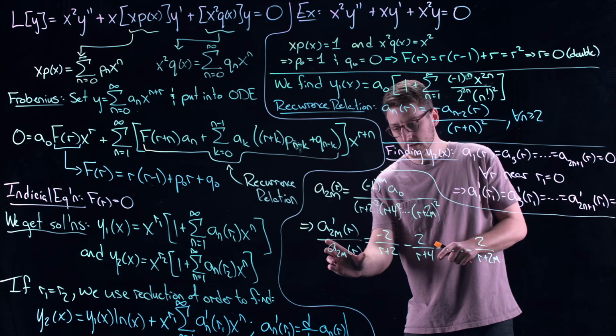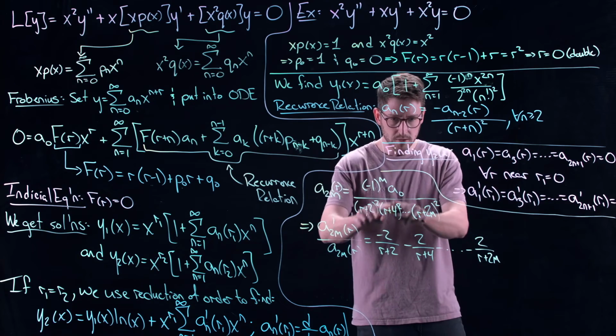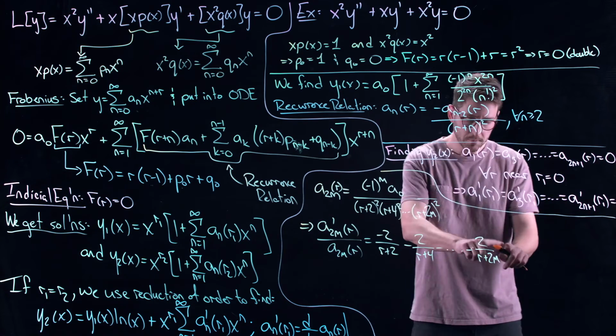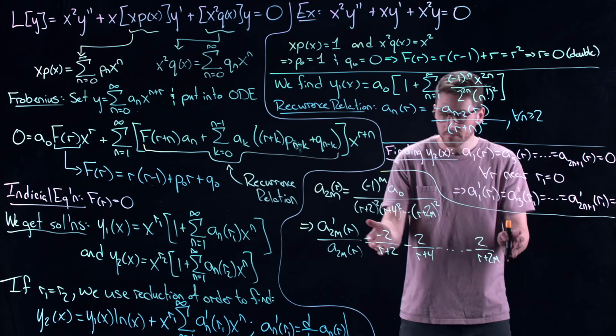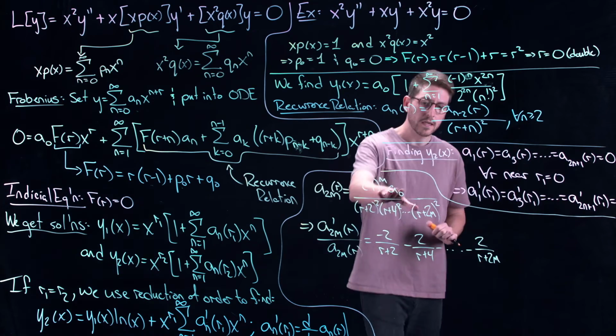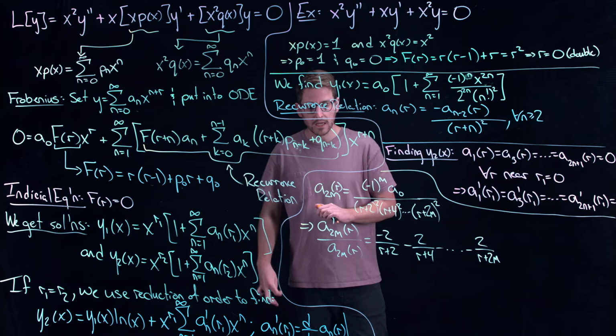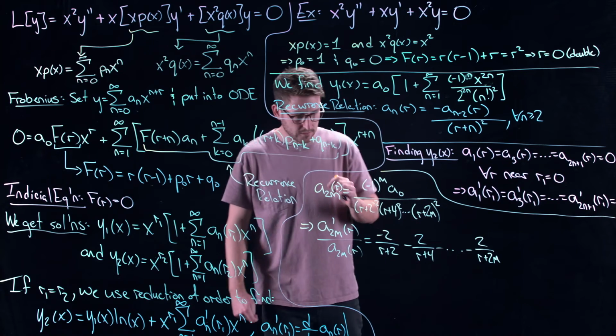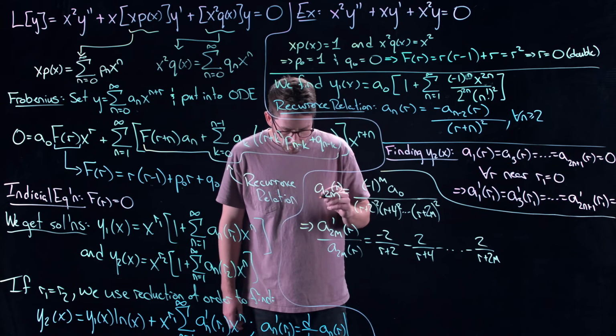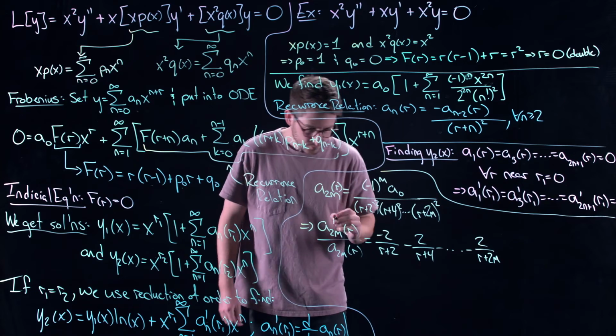That's why I took this a to the 2m, because this term is still going to be here. It would be multiplied into everything here. I just divided it off. So again, pause the video, see if you can get that. This is a very, very fun exercise. But what do I get now?